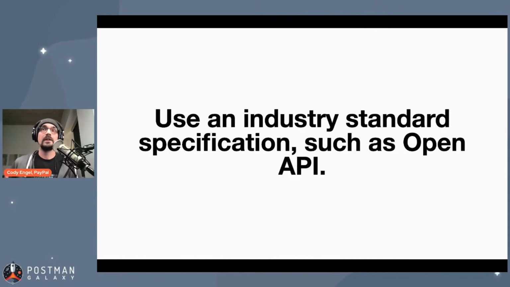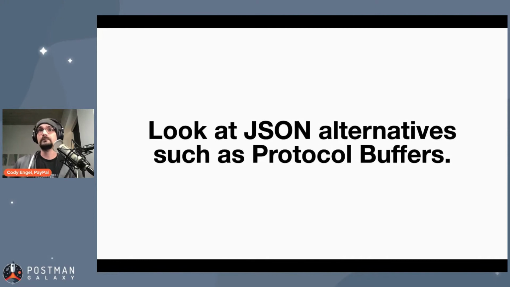Alternatively, though, if you can use an industry standard specification such as OpenAPI, that's even better. It's already defined. You can get some really neat code gen with it as well. So that would be another really great next step for making your APIs even more usable. And then the last one, you can also look at JSON alternatives such as protocol buffers. So you don't have to just think about using JSON. You can use protocol buffers, which will generate code for you as well, but it also uses binary serialization. So it'll actually run a little bit quicker than using JSON, which is more human readable.